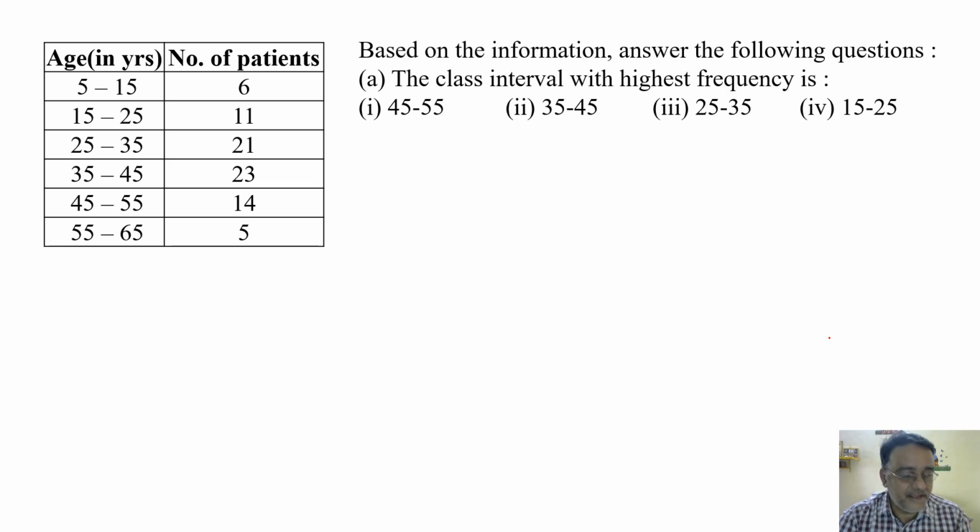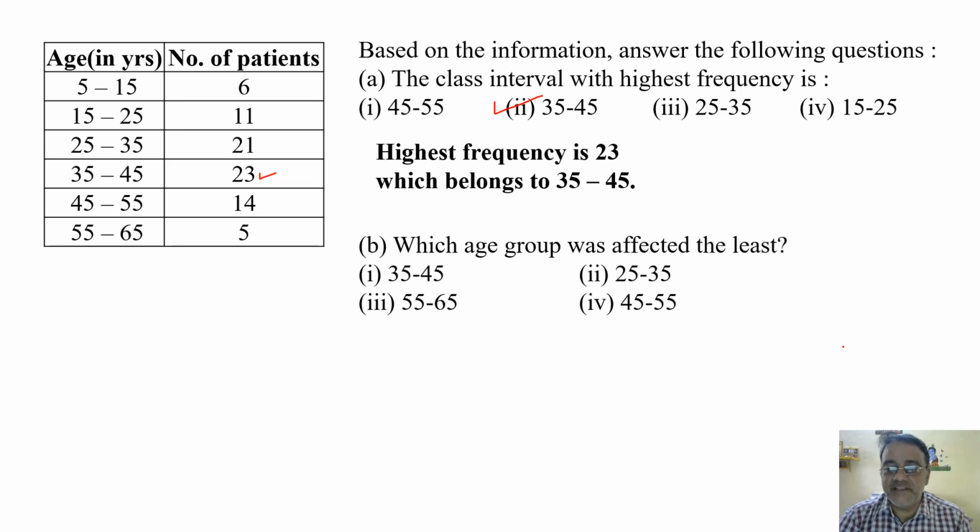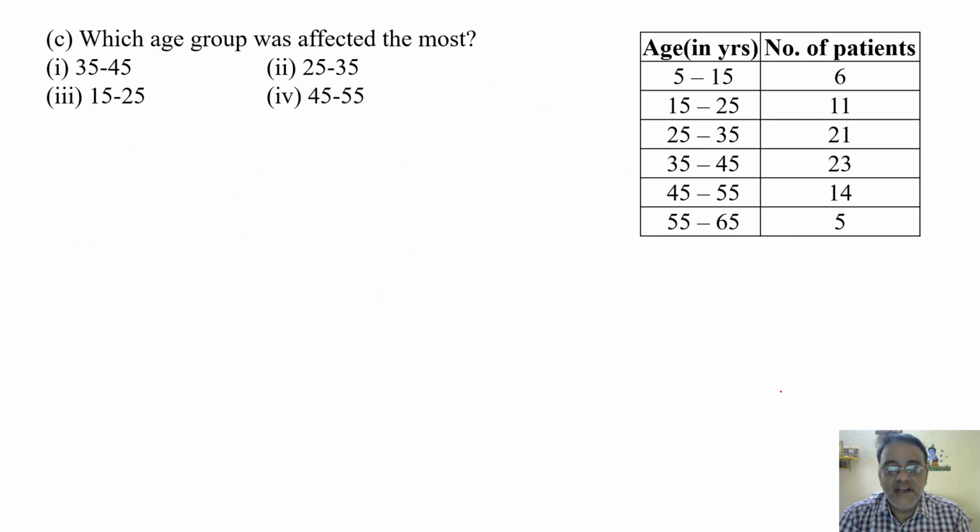The class interval with highest frequency is here 23, and it belongs to 35 to 45, right? And the correct option is the second one. Next question, which age group was affected the least? The correct answer is no, ये नहीं है. The correct answer is the third one, that is 55 to 65, right? Now the next, which age group was affected the most? 35 to 45, क्योंकि ये वाला एज इसमें फ्रीक्वेंसी सबसे ज्यादा है. So correct option is the first one.